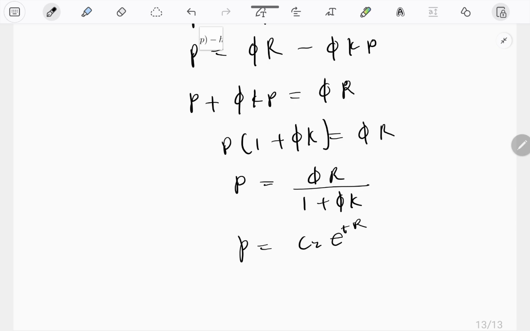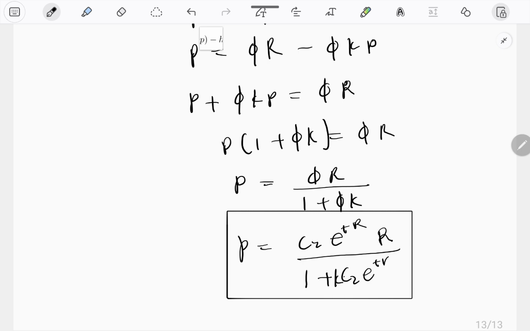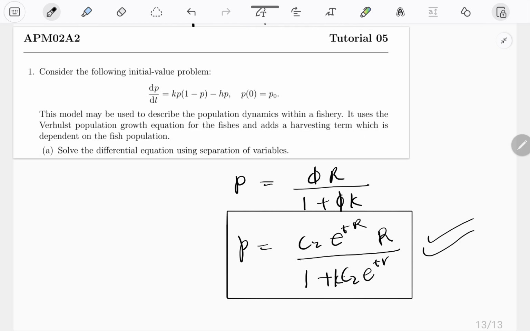That is a big R multiplied by some R all over 1 plus C2 phi e to the TR K. Some of the things here are already constant again. So this is going to be a solution. So if you bring back the question, they said solve the differential equation using separable. So we've separated P, isolated and left it on the left, and everything that was not P was left on our right. So let's try to solve the second part of this problem.